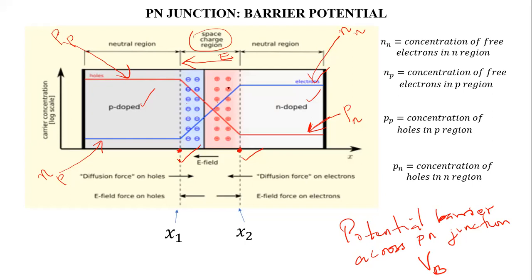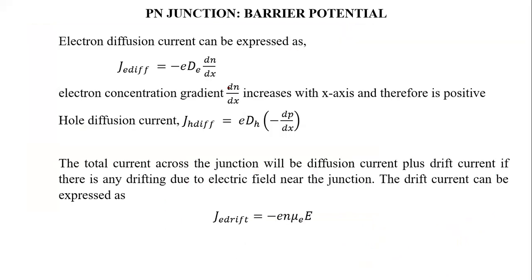Now, in order to obtain this potential barrier, we need to consider what we already discussed, the diffusion current and the drift current. So let us try to express a diffusion current like this. I will just take this expression because the derivation of this diffusion current is not exactly within the purview of our syllabus. The electron diffusion current here, I put a subscript E.